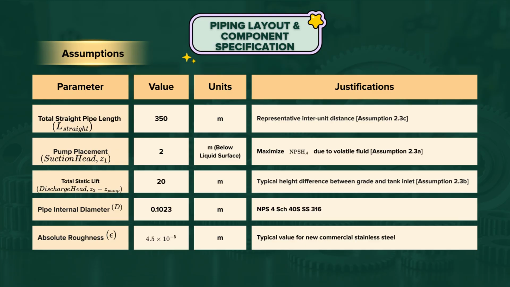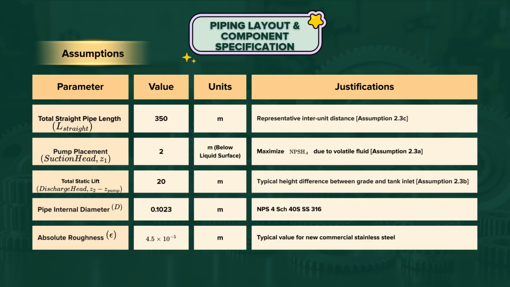The system is divided into a suction side, such as drum to pump P101, and a discharge side, pump P101 to storage tank. Piping layout assumptions. Total straight pipe length: 350 m. Justification: representative inter-unit distance. Pump placement: 2 m below liquid surface. Justification: maximize NPSH due to volatile fluid.